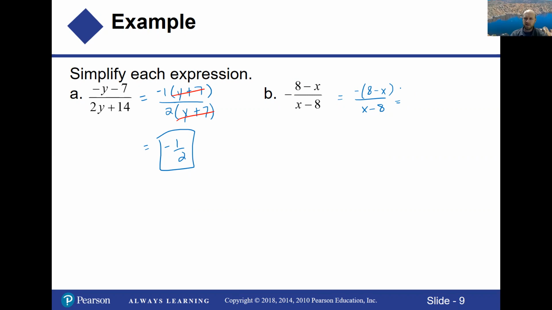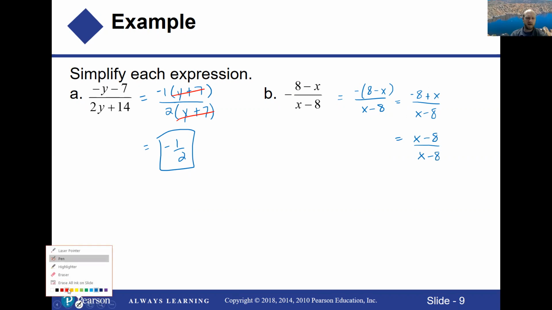So then when I distribute it, it's just going to change the signs here. It's going to be a -8 and a positive x. And I know that -8 plus x is the same thing as x minus 8. So I can just flip those around, and now look at that. I have two x minus 8s. Now you can cancel those, okay?